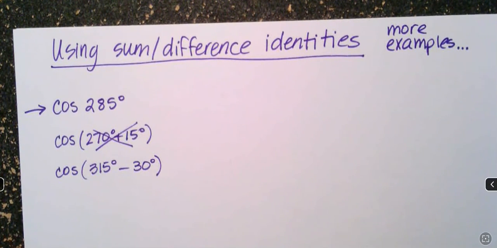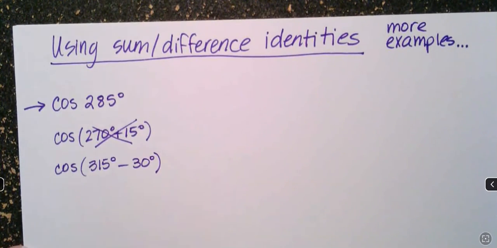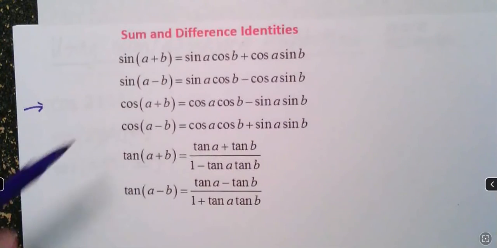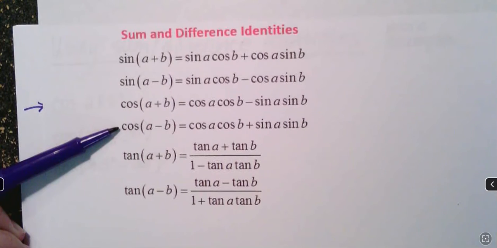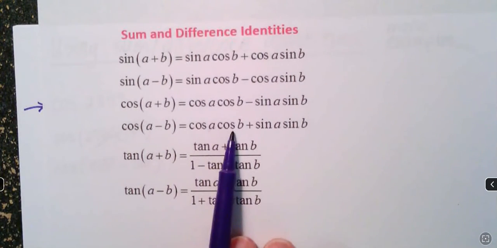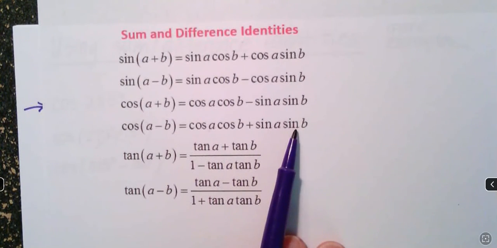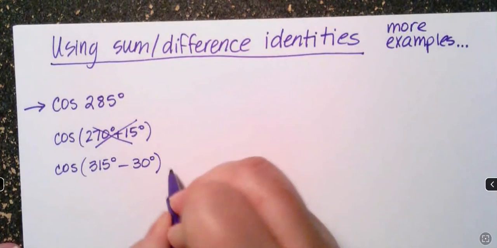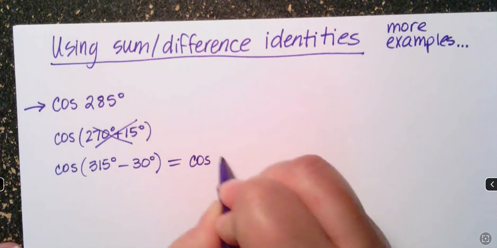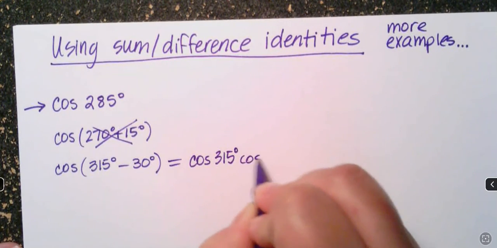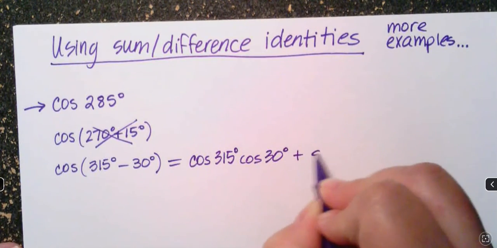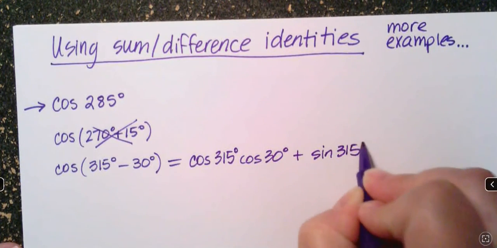But since we've done a couple of adding problems in our last video, let's go ahead and do a subtraction. So again, this is not going to be just cosine 315 minus cosine 30. We have to now use the formula that is for cosine and subtraction. So it's going to be cosine of the first number times cosine of the second number plus sine of the first number times sine of the second number. All right, so cosine 315 cosine 30 plus sine 315 sine 30.